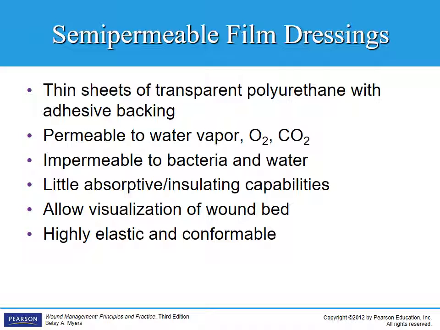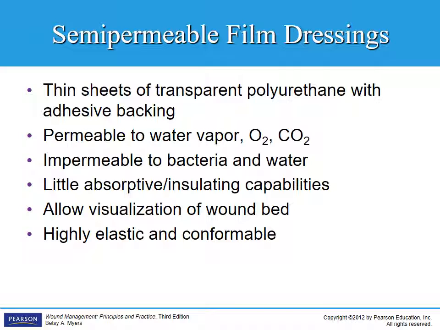Now we're going to talk about semi-permeable film dressings. It's a thin sheet of transparent polyurethane with an adhesive backing. It just looks like a layer of saran wrap or plastic sheeting. It is permeable though to water vapor, oxygen, and carbon dioxide. It's impermeable to bacteria and water itself. It's not absorptive, but it does have insulating capabilities, and it allows visualization of the wound bed.